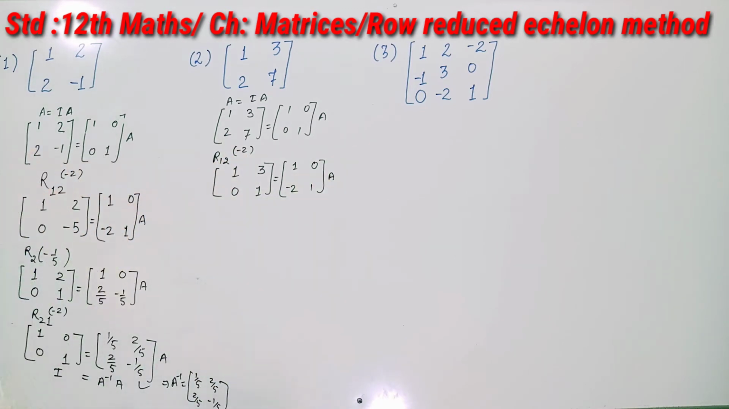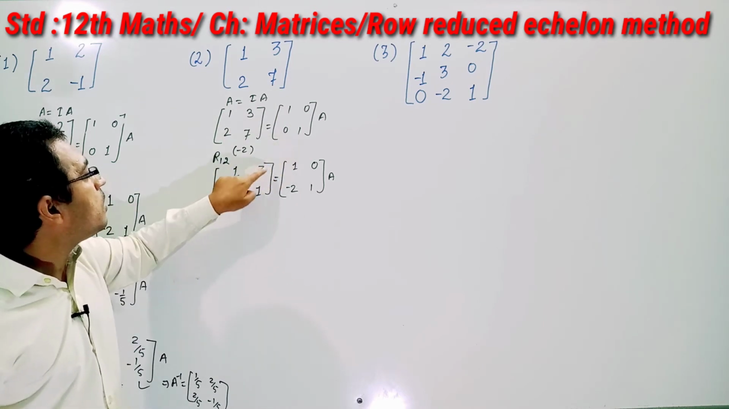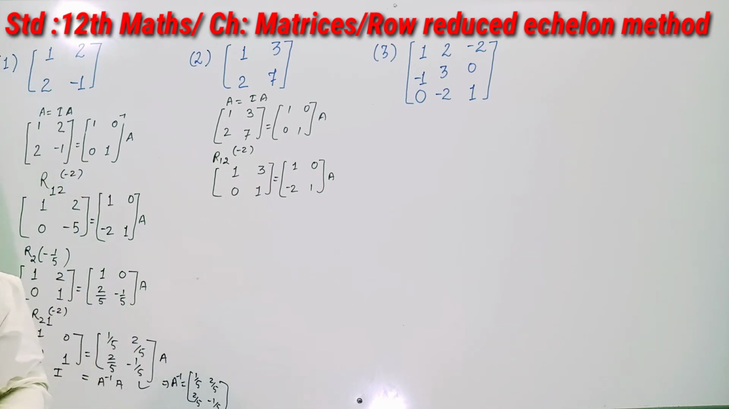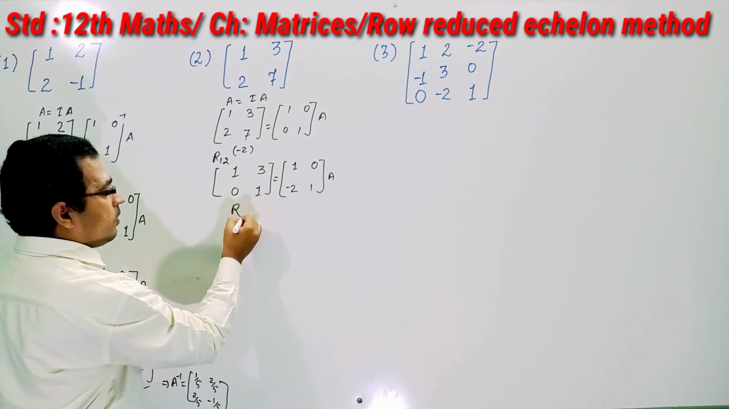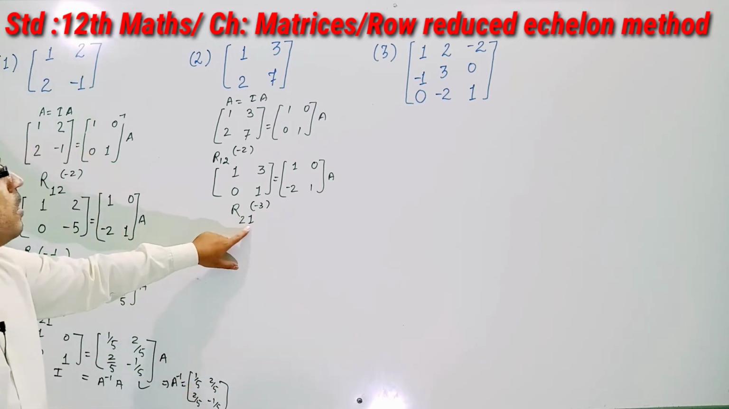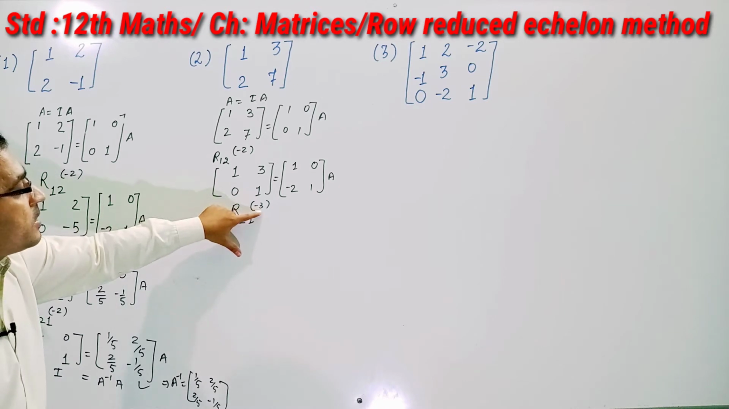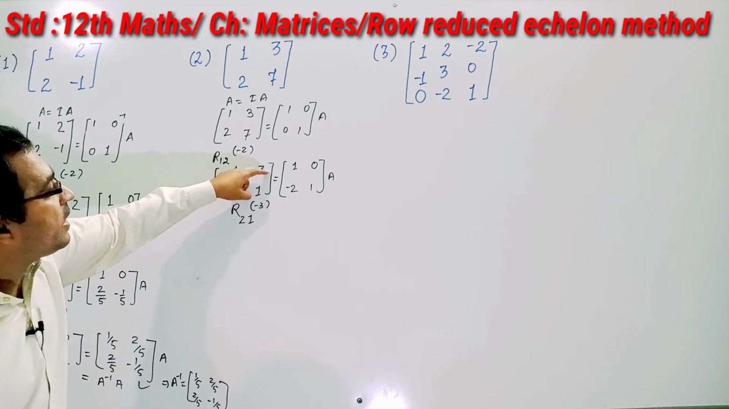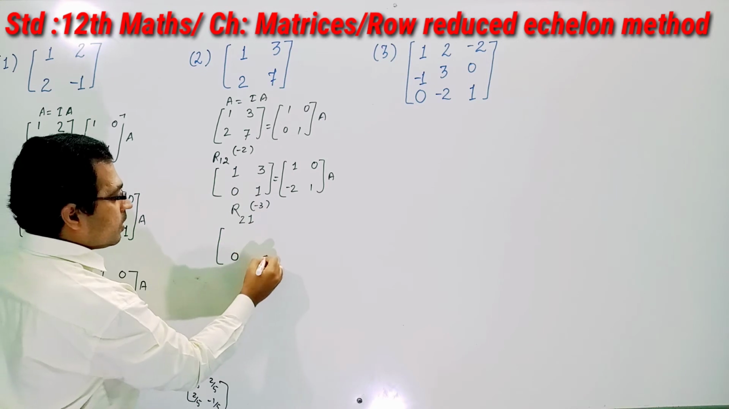Now students, here you can see that we got 1, we got 0, we got 1. Now we need to remove what? 3. So what we will do? If we multiply R2 by minus 3 and add it to R1, if R2 means row 2 is multiplied by minus 3 and added to R1, we will get 0 over here. So there will be no change in R2, so 0, 1.